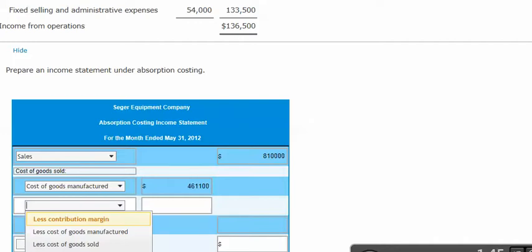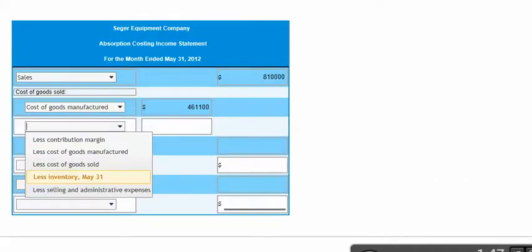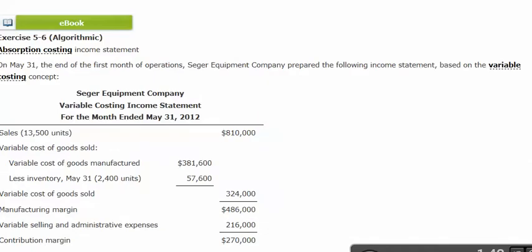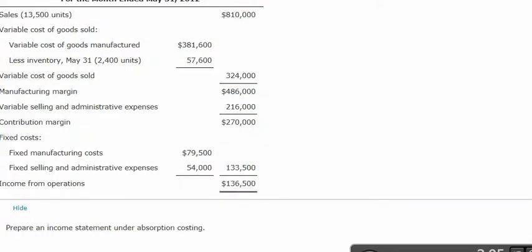My ending inventory, I'll have to subtract that, so I'll have my inventory at the end. And it says we had 2,400 units. 2,400 units. I have to figure out what the cost is of each one of those units. We manufactured, well, let's see, we need to find out what we manufactured, how many. So we're going to have to accept the fact, because there was no beginning inventory given to us, we'll accept the fact that it must be 0.